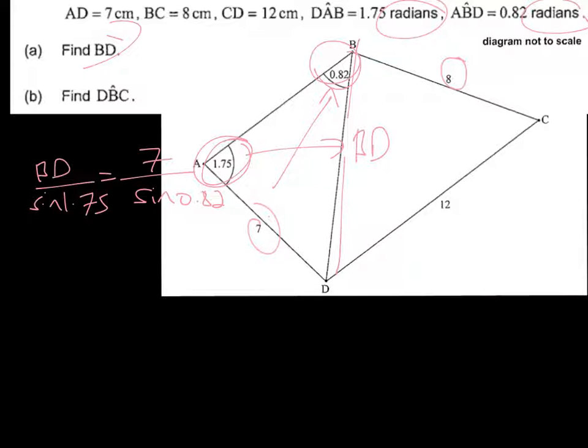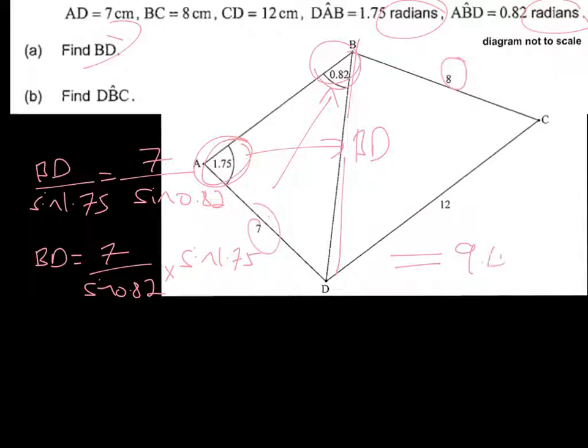angle opposite it. So we can rearrange that to get that BD is going to equal 7 over sine 0.82 multiplied by sine 1.75, remembering to check that your calculator is in radians, and that gives us an answer of 9.42 centimeters. So this length here is 9.42 centimeters.